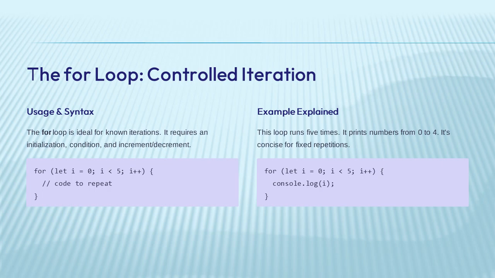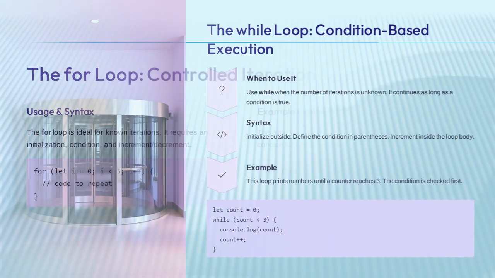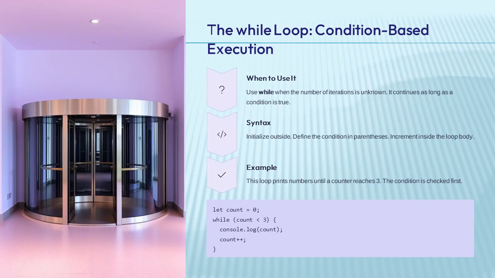Here's a simple example explained. This loop runs 5 times. It prints numbers from 0 to 4. It's concise for fixed iterations.